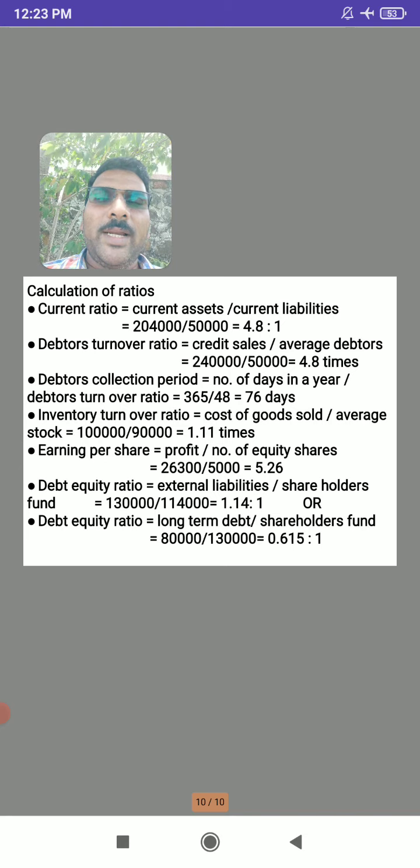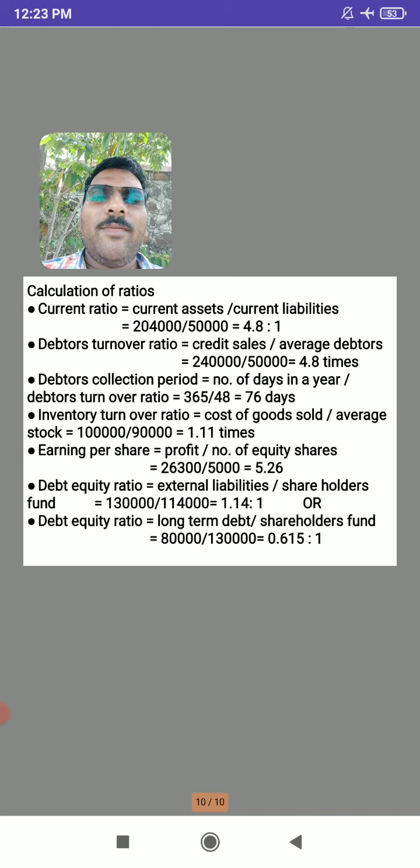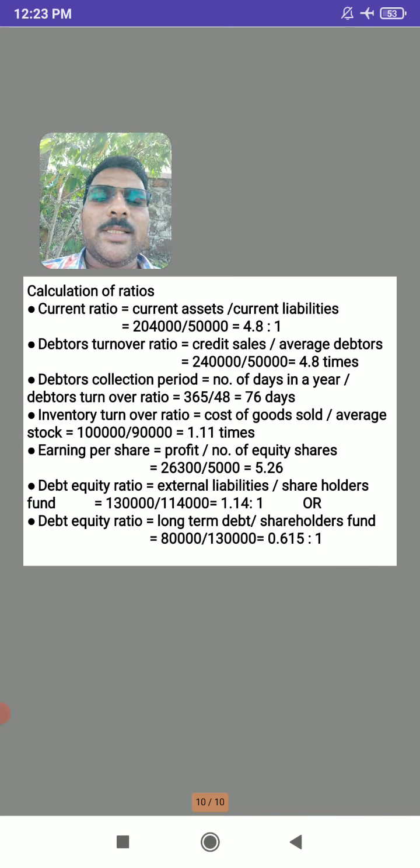Debtors collection period is calculated by number of days divided by debtors turnover ratio. Number of days in a year is 365, and we have already calculated the debtors turnover ratio as 4.8. When 365 days is divided by 4.8, we will get 76 days as debtors collection period. Inventory turnover ratio is cost of goods sold divided by average stock, and cost of goods sold is 1 lakh divided by 90,000, which means 1.11 times.